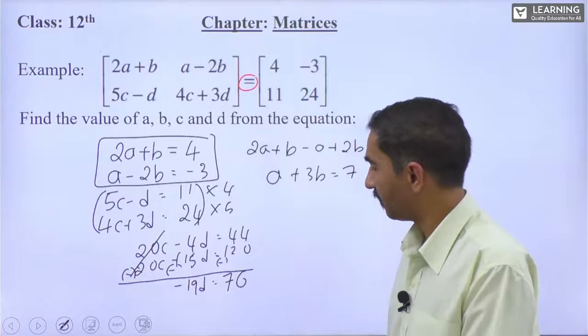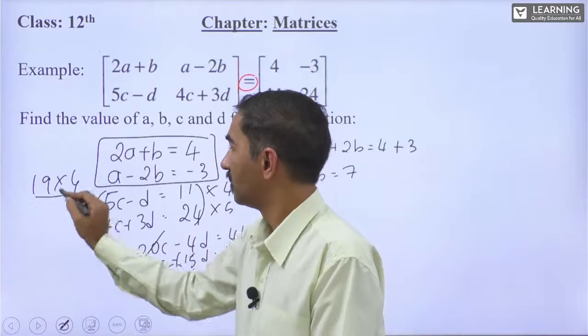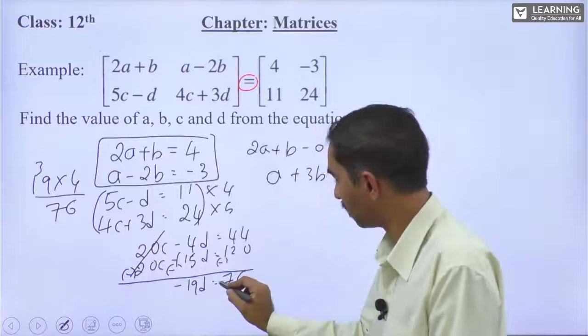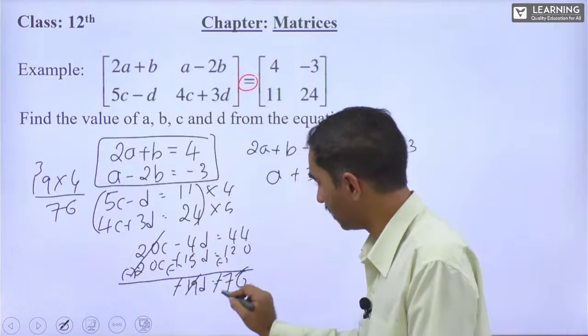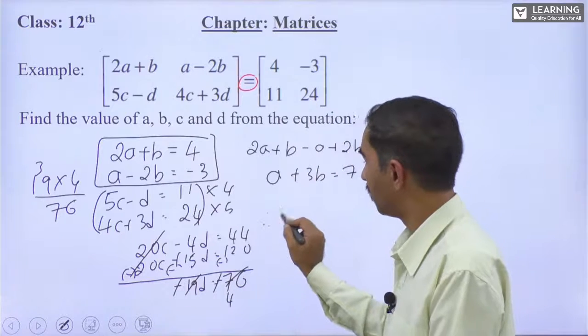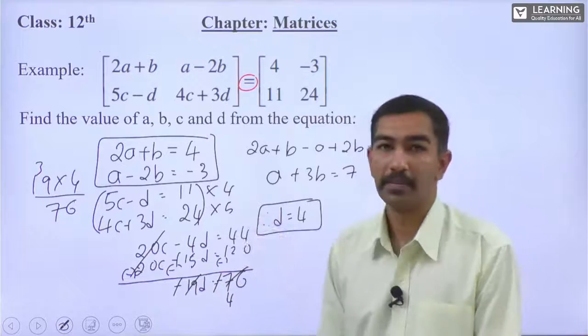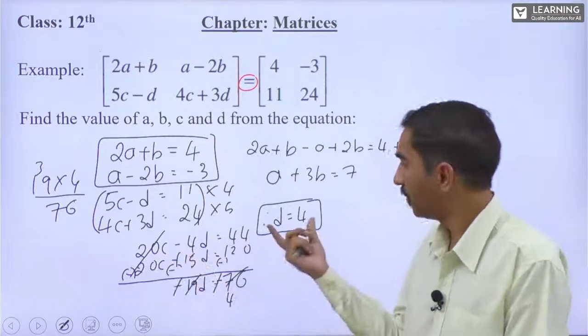Okay, and 19 fours are, so what is 19 fours? 19 into 4, 36, 4 ones are 4, 76. So minus 76, minus minus cancel, 19 ones are, 19 fours are, therefore d will be equal to 4. See students, by using the simultaneous equations, by elimination method, what we got? The value of d we got.